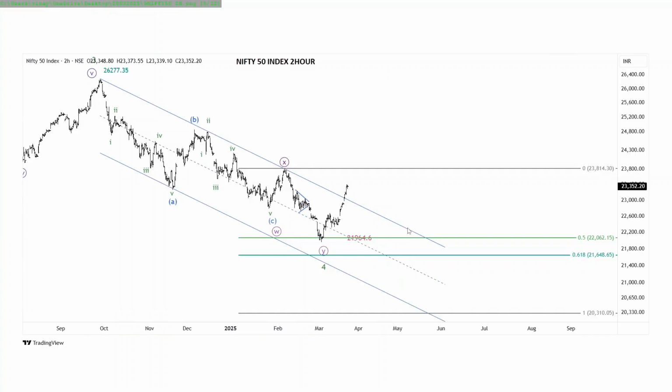So on 2 hour chart, we can see the waves clearly. Here, this wave A has 5 moves: 1, 2, 3, 4, 5. That is an impulse wave. So you can't say that this is a W wave.